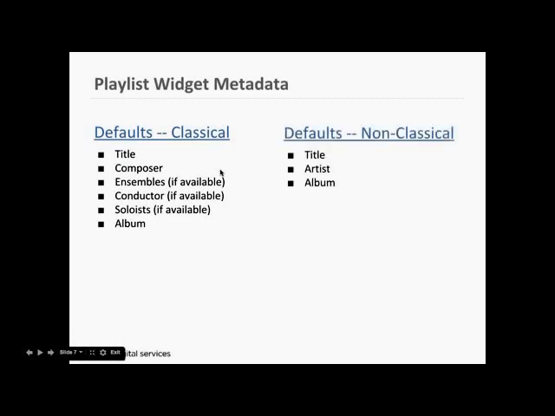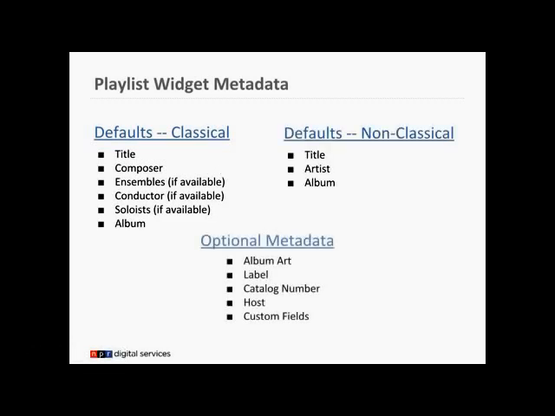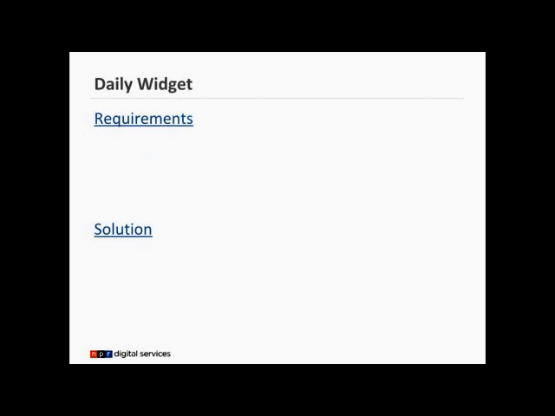Playlist widget metadata is classical metadata, non-classical metadata, and optional metadata. The defaults for classical will be title, composer, and album, and then these other three, ensembles, conductor, and soloist, if those are available in the metadata that comes through from the music library that we're searching, so archive or iTunes. The defaults for non-classical is title, album, and artist. Optional metadata, which I'll talk you through in a few slides, includes album art, label, catalog number, host, and custom fields. And what this means is you can decide whether or not you want to show that optional metadata on a program or even on an episode level. So we'll talk about that in a minute.